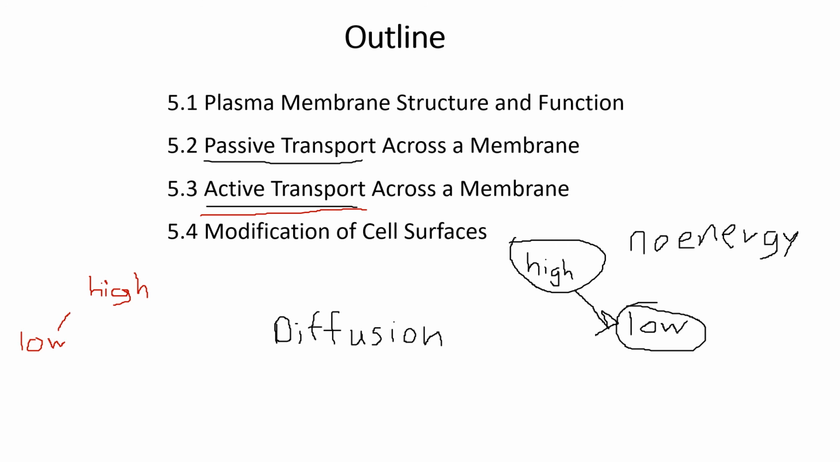Which is uphill. And moving things uphill takes energy. And so that's active transport. So that's it for this section. We'll get into details of both of these next. It's over the three types of passive transport.